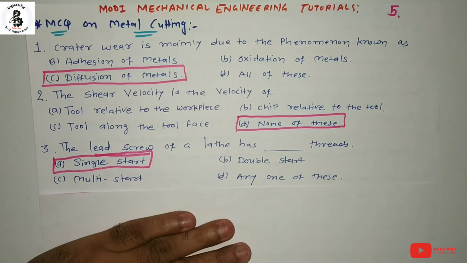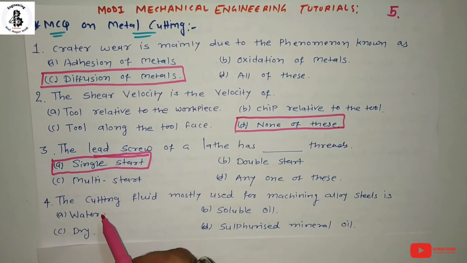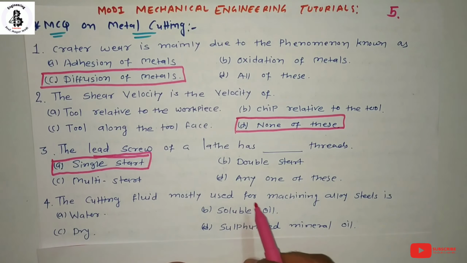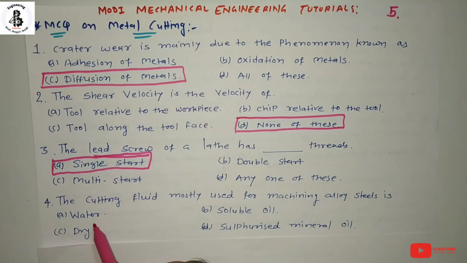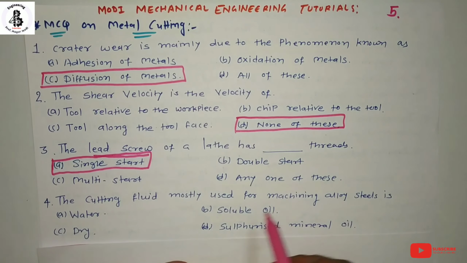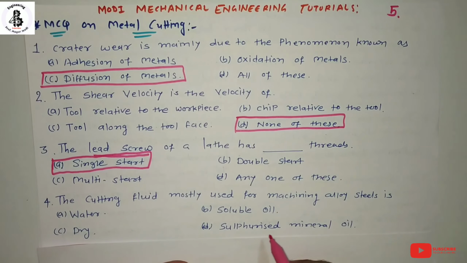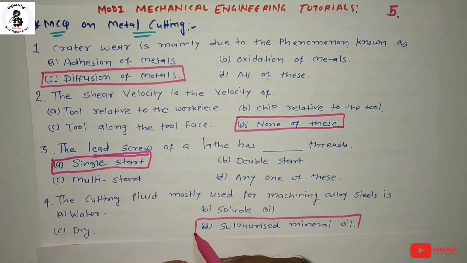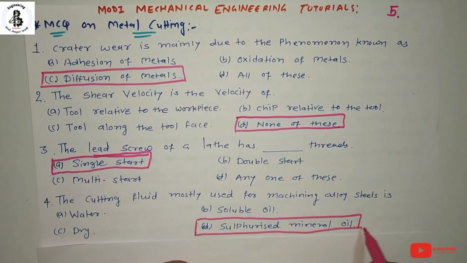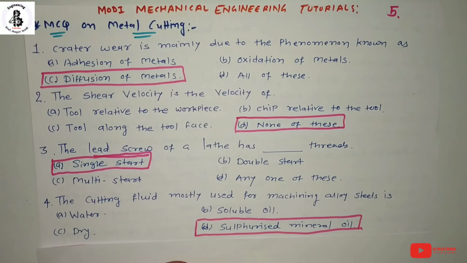Then the fourth question: the cutting fluid mostly used for machining alloy steel is A, water; B, soluble oil; C, dry; and D, sulfurized mineral oils. Basically, for working on alloy steels, sulfurized mineral oil is preferred for cutting such kinds of materials. So the answer is D.